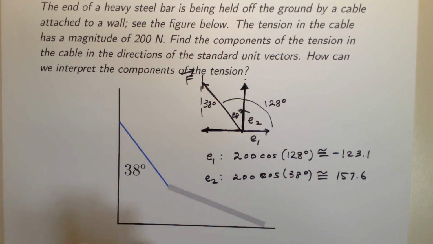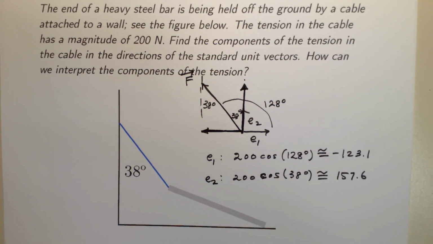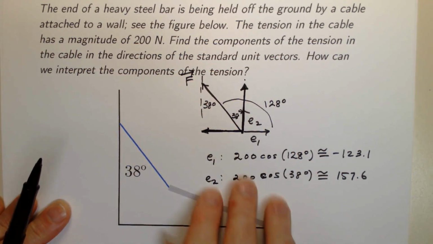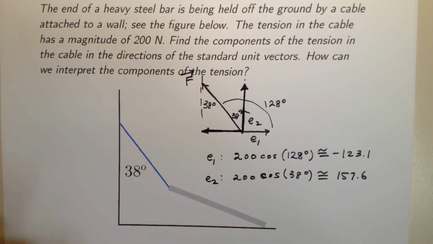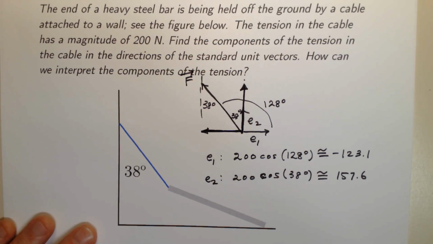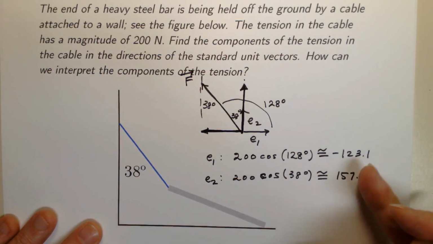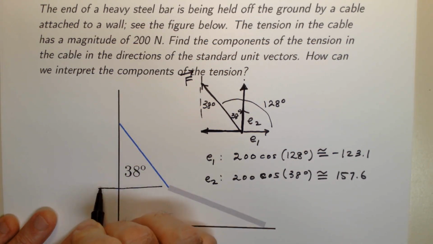Now, what sense can we make out of these numbers? What meaning can we attach to these numbers? Well, one thing to think about is that this picture is representing a position that's in equilibrium. In other words, this is not moving, this is static. And so the forces have to be balancing each other out. And one way to think about what's going on is we have this F1, or this component in the E1 direction, is a negative 123.1. So we can kind of imagine that going in this direction.